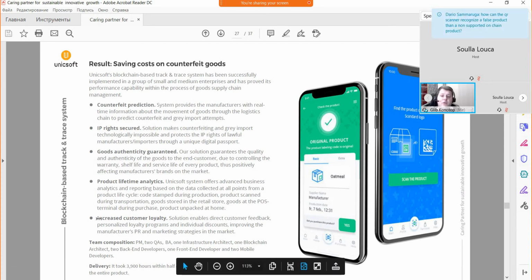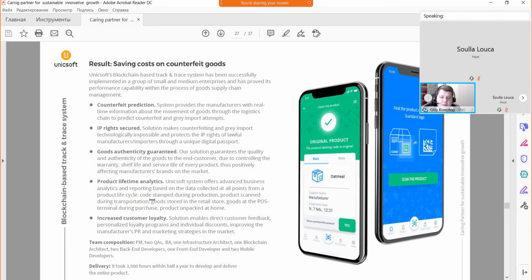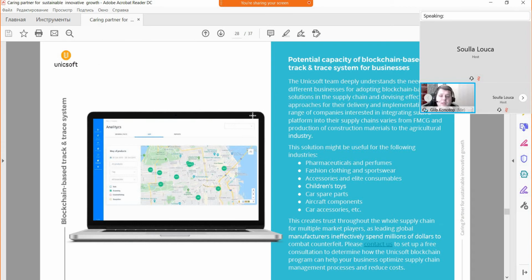And for real users like you and me, I think this application is good in terms of loyalty, just because I can be sure that the good I'm going to buy is original and duly produced by the authorized manufacturer. By the way, this solution is also very flexible, so it could be adopted to almost any type of products, like pharmaceuticals or perfumes, clothes, toys, car spare parts, different components, and so on.